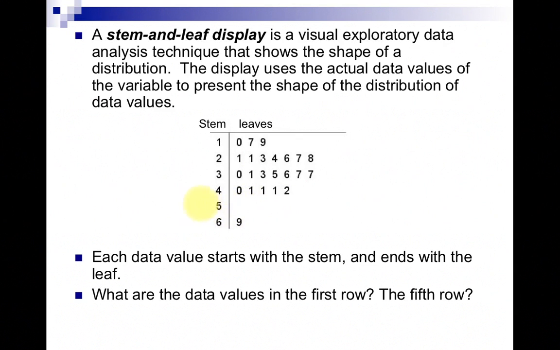Now, it is important to indicate that there is a gap in data by leaving that 5 in the stem column. With the 5 in the stem column, we can really see visually that we have a gap in our data, which could mean something. It could help us detect outliers, and that's why we leave that 5 there.